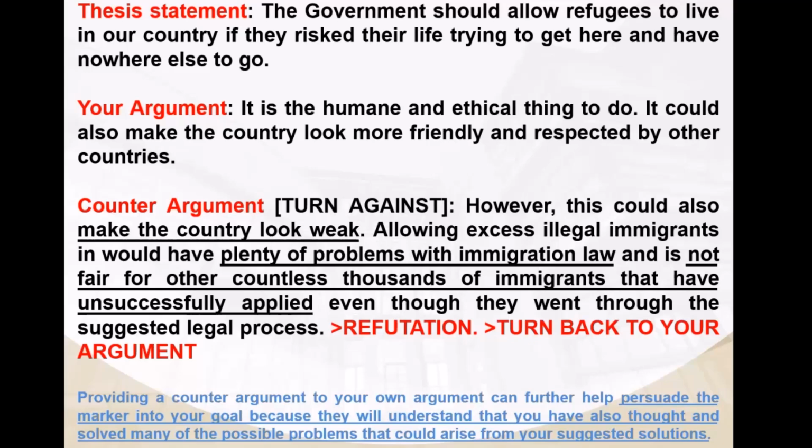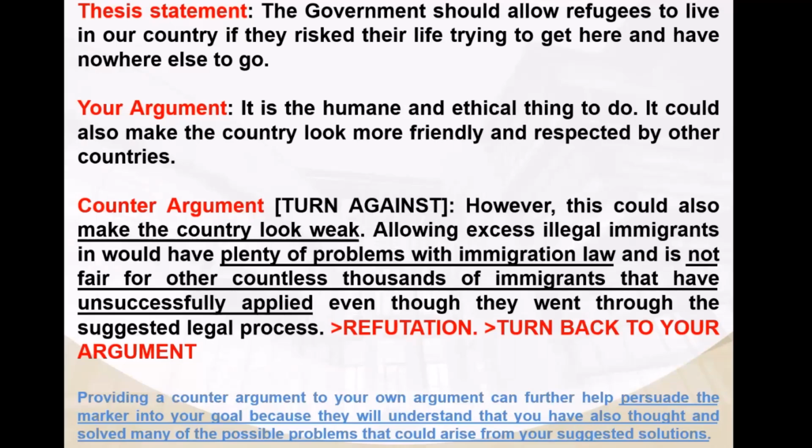Right? Now, this is what they say. Now, I want you to rebut, I want you to refute, I want you to attack these counter arguments. They say it would look weak, it would have problems, create problems with immigration laws. They say it would be unfair on those many immigrants who tried to apply but were unsuccessful. Now, I want you to write your refutation of these counter arguments. You can refute it in 1 or 2 sentences.